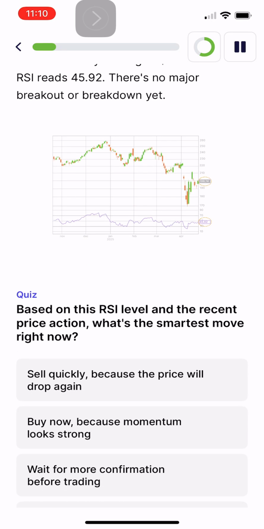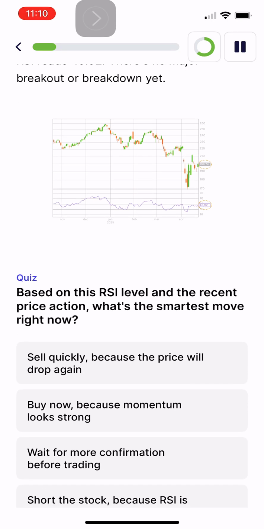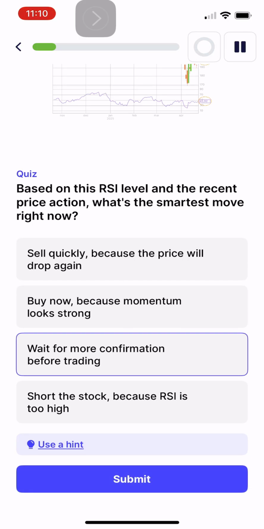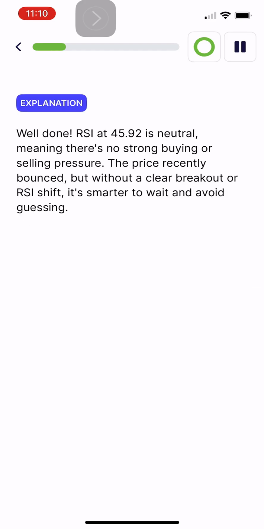Sell quickly, because the price will drop again. Buy now, because momentum looks strong. Wait for more confirmation before trading. Short the stock, because RSI is too high. Yes, you're right. Well done! RSI at 45.92 is neutral, meaning there's no strong buying or selling pressure. The price recently bounced, but without a clear breakout or RSI shift, it's smarter to wait and avoid guessing.